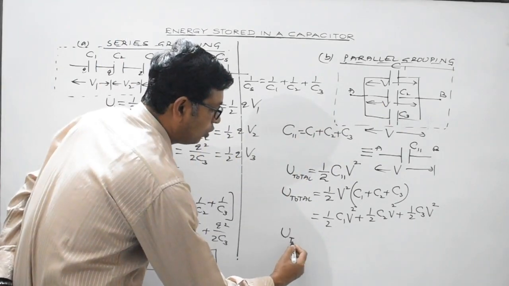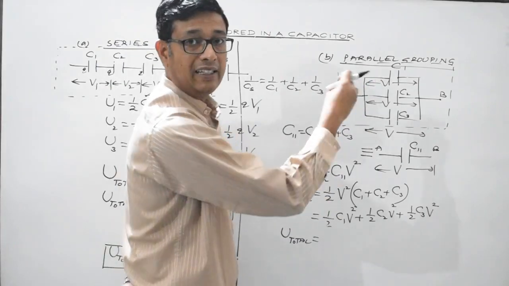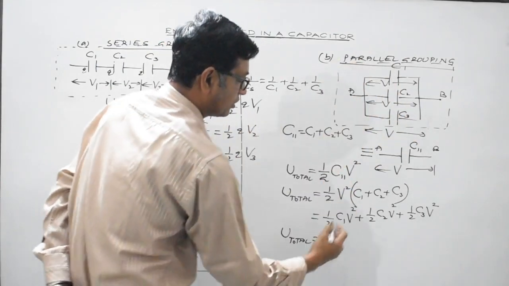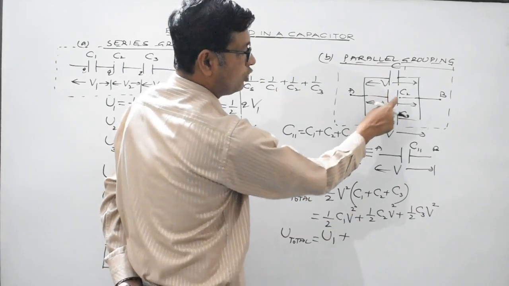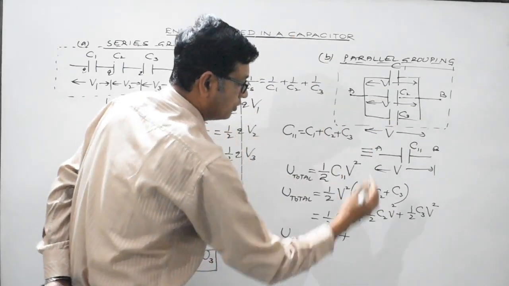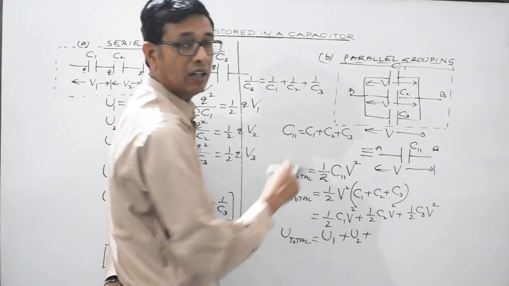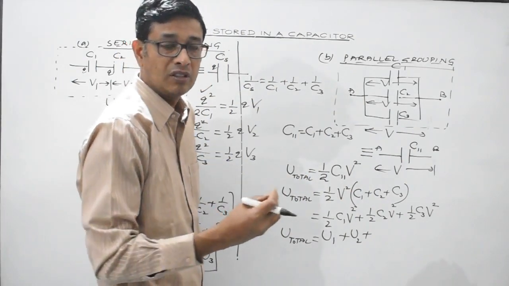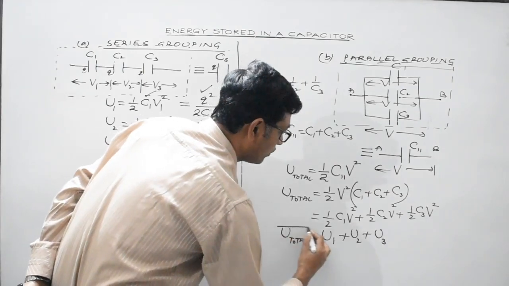So total energy of the system, half C1V square, that's the individual energy stored in the first capacitor. It can be written as U1. Half C2V square, that's the energy stored in the capacitor 2. That may be represented as U2. And half C3V square is the energy stored in the third capacitor, which may be written as U3. So we get this particular result.